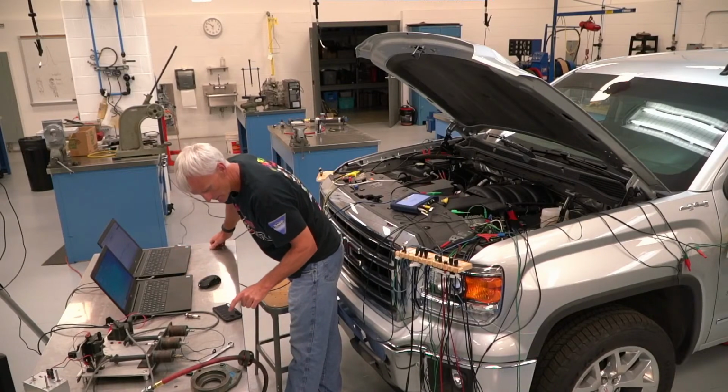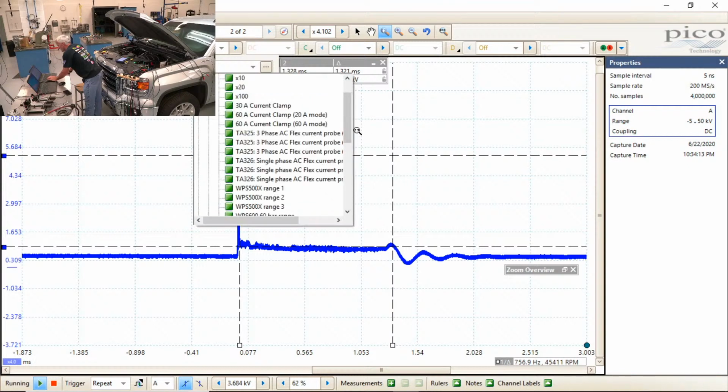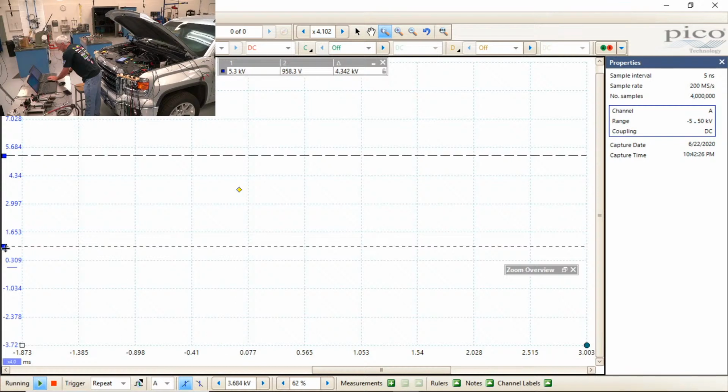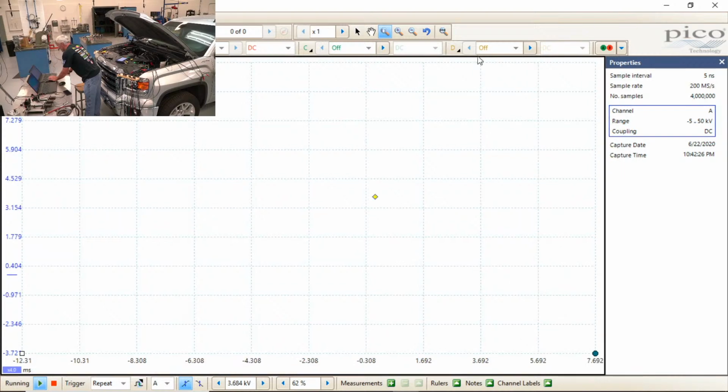So if I go to my probe, 30 amp current clamp, oh no, that wasn't it. 60 amp in the 20 amp mode. And then I'll just go ahead and pick the high amperage scale. Put my cursors back to where they were. I don't know if I have this set up exactly, it might be inverted secondary or positive secondary.